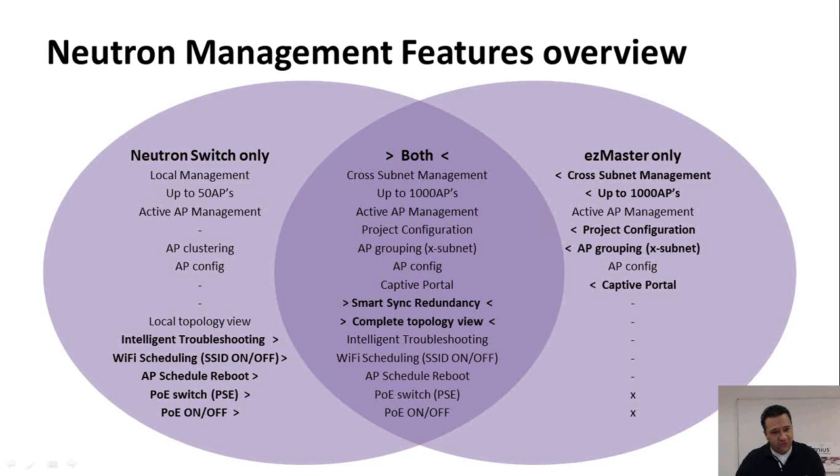The most important feature that ezMaster gives as an add-on to the Neutron solution is the cross-subnet management, and that means that the ezMaster can be anywhere as long as you have the internet connection. On top of this, I would like to remind you again that the ezMaster is software that runs on a PC, but this software is free to download and free to use, no matter how many access points you want to manage, and you can manage up to 1000 access points with this software.